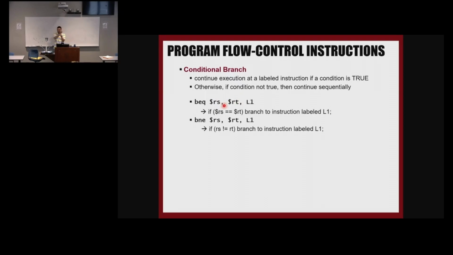Every instruction can have a label. When you're programming assembly language, you can have labels for every instruction. And labels are shown by, for example, L1 colon, and this is a label. So branch not equal is when these 2 registers are not equal, we're going to jump to L1. Okay, it's BNE, branch not equal.